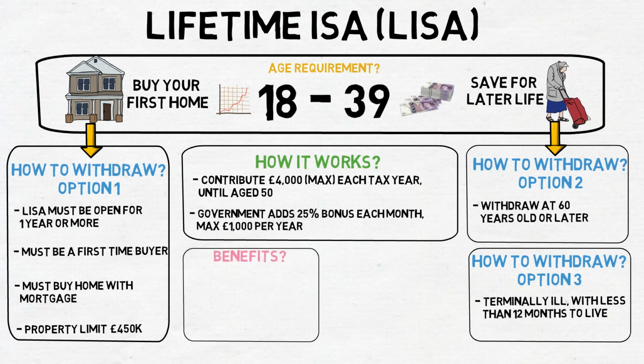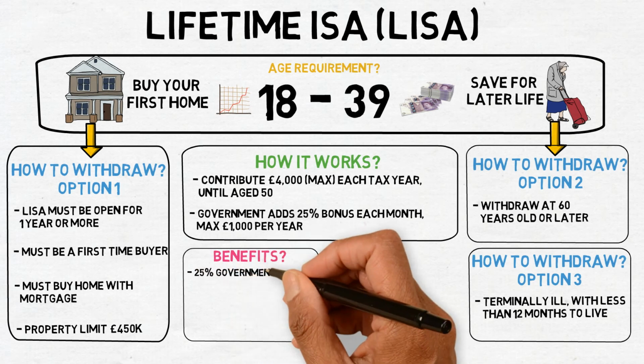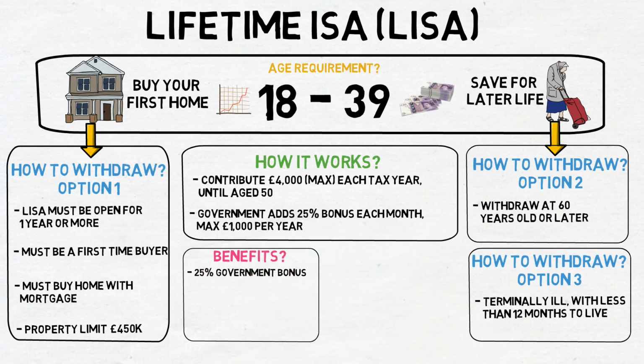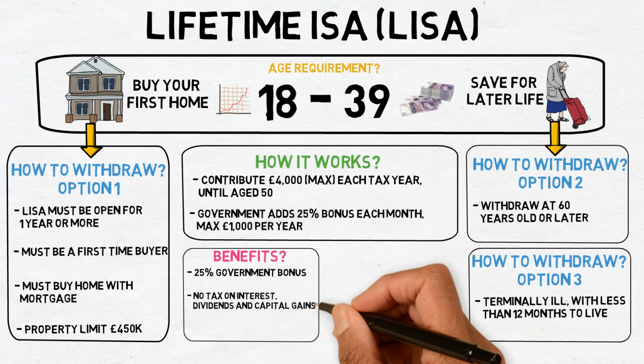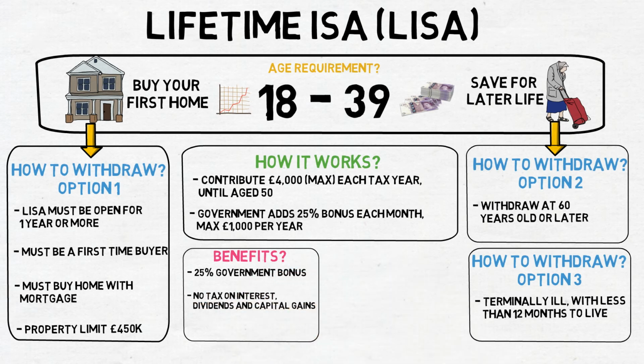The benefits of a LISA include the 25% government bonus, which you can use towards your exchange deposit or withdraw at 60 for your retirement. And unlike your pension, the withdrawn amount is not taxed. An additional benefit is that no tax is paid on the interest, dividends, or capital gains. Another benefit is that if you are buying with a partner and they also qualify for the LISA, you can both use your LISAs to buy a property together.